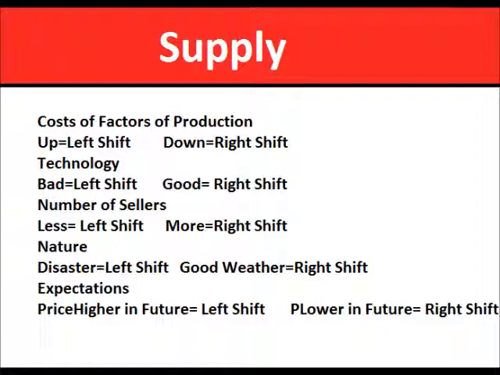The number of sellers can move the curve to the right because there's more being supplied to the market. And it will cause a left shift if there are fewer sellers, since there will be less supply in the market, thus less quantity. Nature can also cause a shift.